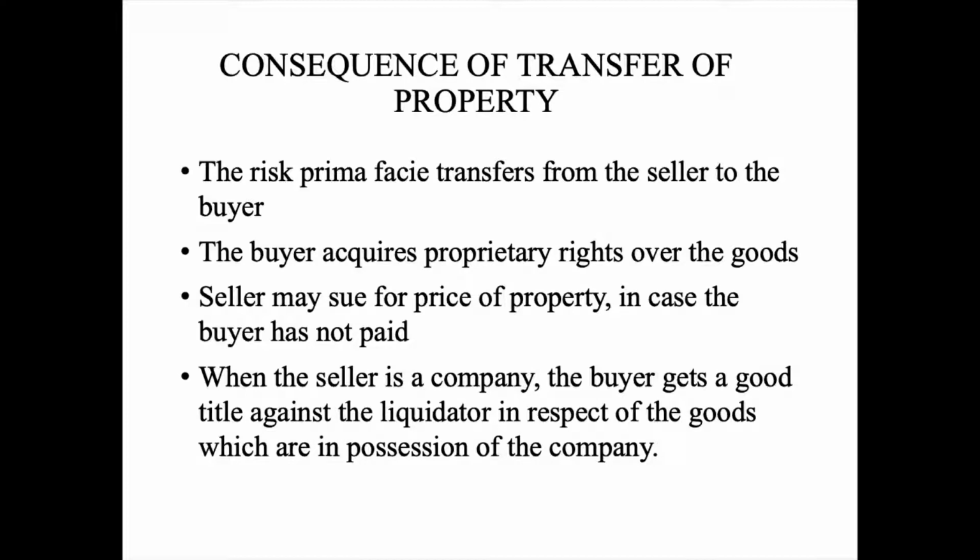So the risk prima facie transfers from the seller to the buyer. That is, you sell a good and the possession goes from the seller to the buyer. Now the risk, whatever is related to the commodity, that it might be brittle in nature and break quite easily, or it has a possibility of getting rusted, or it's a perishable good that might have an expiry date, is on the buyer now, not on the seller.